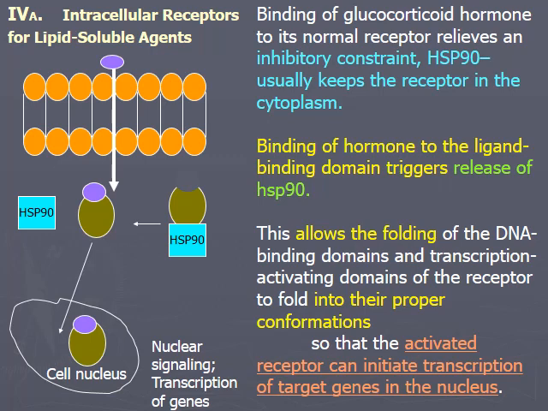So here's our model. Drug comes in, binds to the receptor, conformational change. It kicks off the heat shock protein. Now the drug-bound receptor goes into the nucleus. So it's the conformational change that gives HSP90 the boot. And then the drug-bound receptor can go into the nucleus.